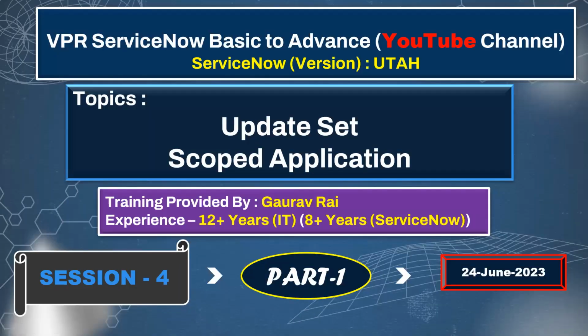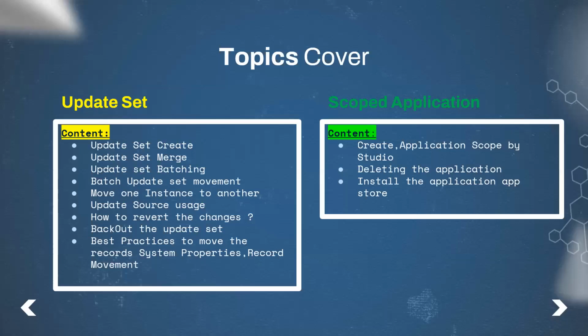So we are going to start the next session. It's session 4, and we are going to learn two topics under this session, which are update set and scoped application. Correct? The details are already there, and you are already aware of it. So it's part 1. We are going to go through the different parts, and let's see.